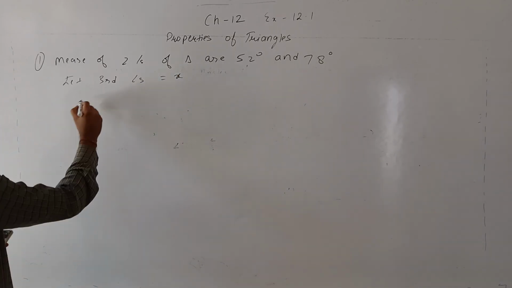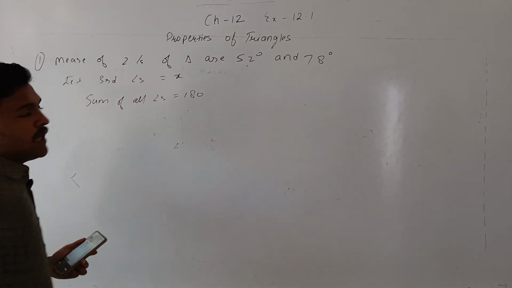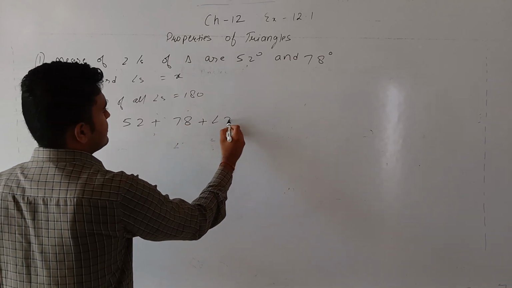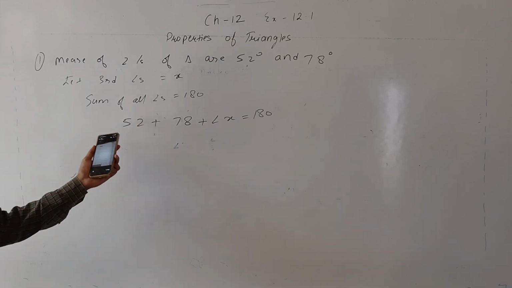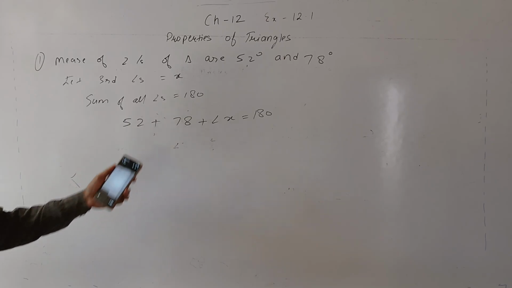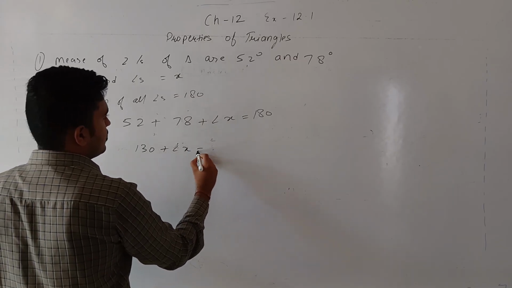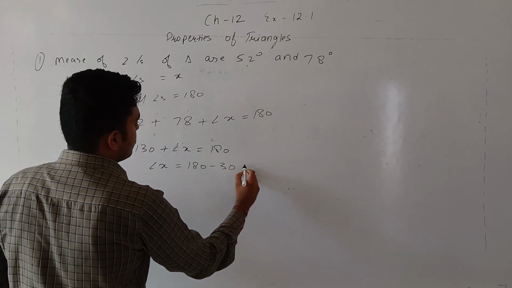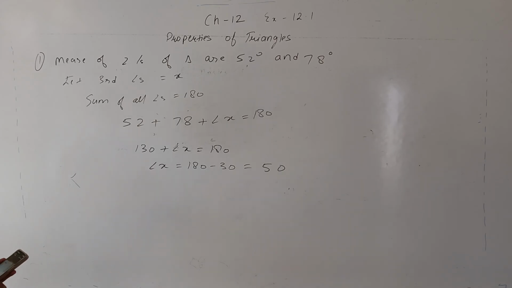Now we know that the sum of all angles is 180. Therefore 52 plus 78 plus angle x should be equal to 180. Now 78 plus 52: 78 plus 2 is equal to 80, and 80 plus 50 is 130. So 130 plus angle x is equal to 180. Therefore, angle x will be 180 minus 130, so this will be equal to 50. So angle x, our third angle, is 50.